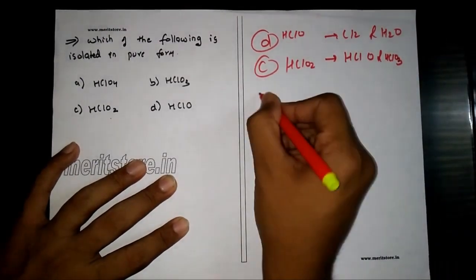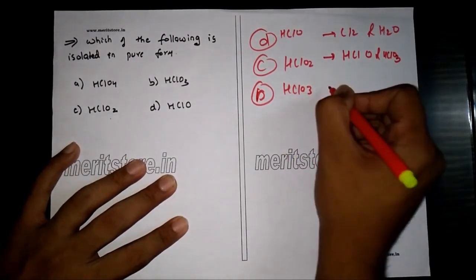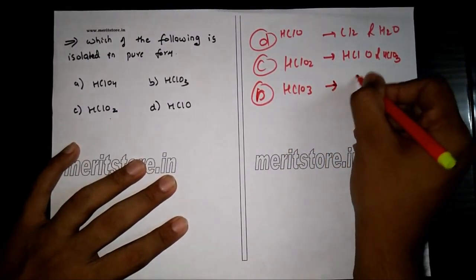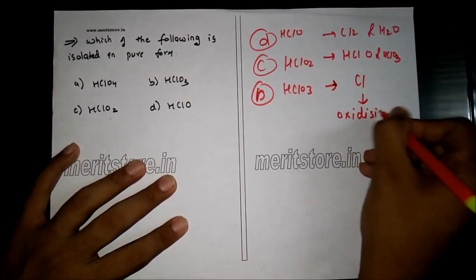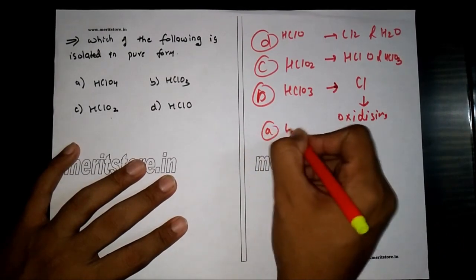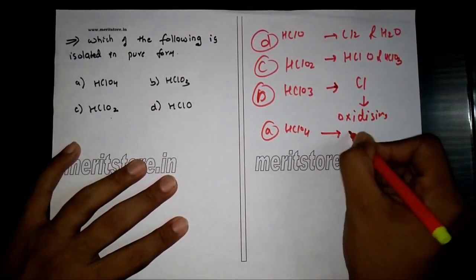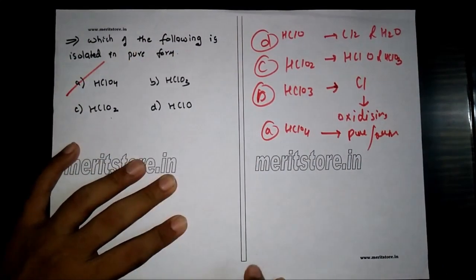HClO3. Now, option B, which is HClO3, is stable only in the dark. If there is a presence of light, it releases chlorine and thereby acts as an oxidizing agent. Now, option A, which is HClO4, is a very stable one, and hence it is obtained in pure form. Therefore, the correct answer is option A.